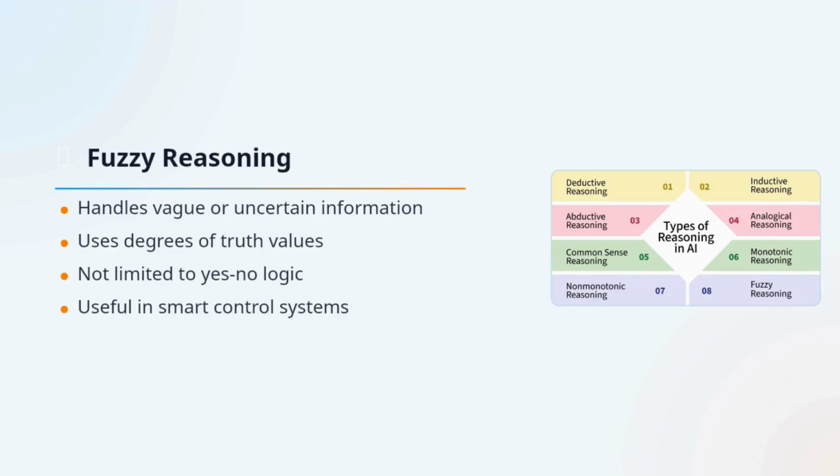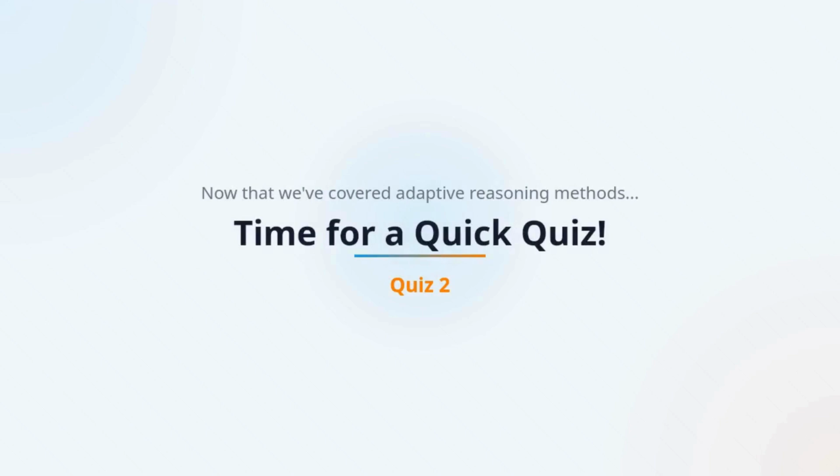Now that we understand common sense, monotonic, non-monotonic, and fuzzy reasoning, we've completed the second major group of AI reasoning methods. Now that we've covered adaptive reasoning methods, let's test what we've learned so far. Here's quiz number 2. See if you can get it right.